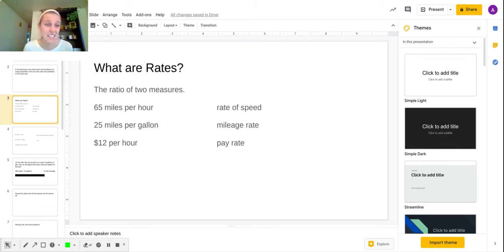So 65 miles per hour, though you only see one number, there's actually two, okay? Because you're going 65 miles in 1 hour. So the rate is like 65 to 1. You'll go 65 miles for every 1 hour that you travel. With 25 miles per gallon, you're going to go 25 miles for every gallon of gas that you have. That's like a mileage rate. Or $12 per hour: for every 1 hour that you work, you will earn $12.